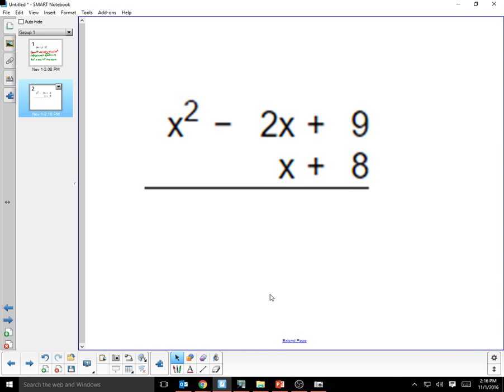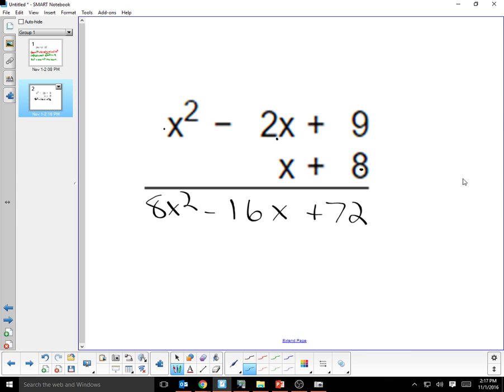I think you do remember how to multiply. So, let's do this. What is 8 times 9? 72. So this is a positive 72. What is 8 times the negative 2x? Negative 16x. What is 8 times x squared? 8x squared. Okay, so we're done with the 8, right?